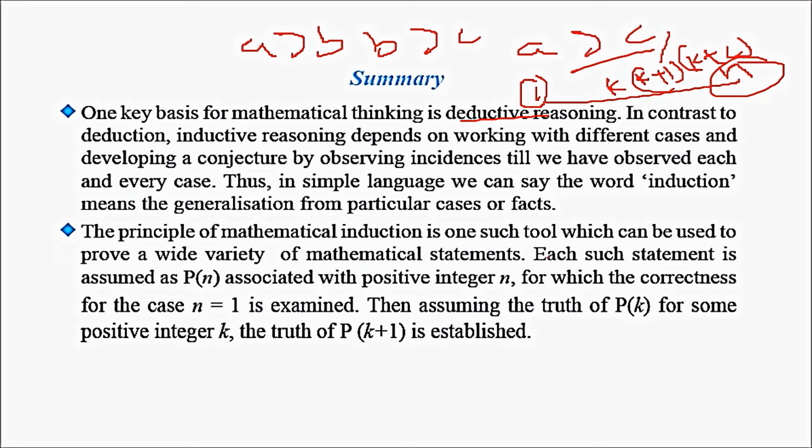For that, we choose this P(n) and check it for correctness for n equal to 1. If it is true, then we go for P(k), assume P(k) is true, and try to establish that P(k plus 1) is true. If for every P(k), P(k plus 1) is true, that means this expression or series has the general solution.